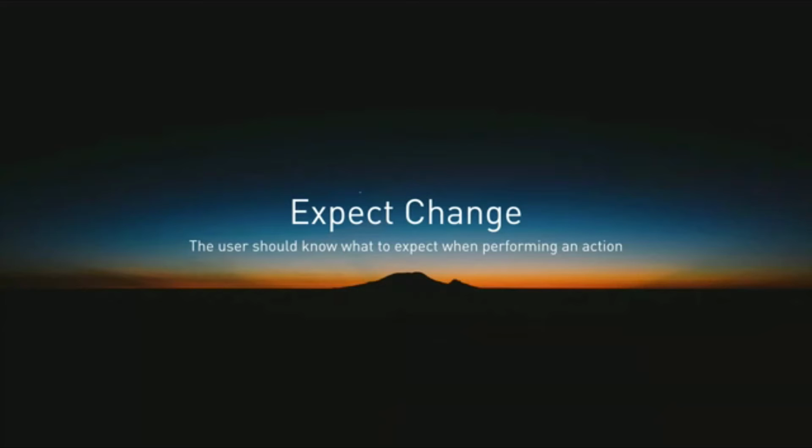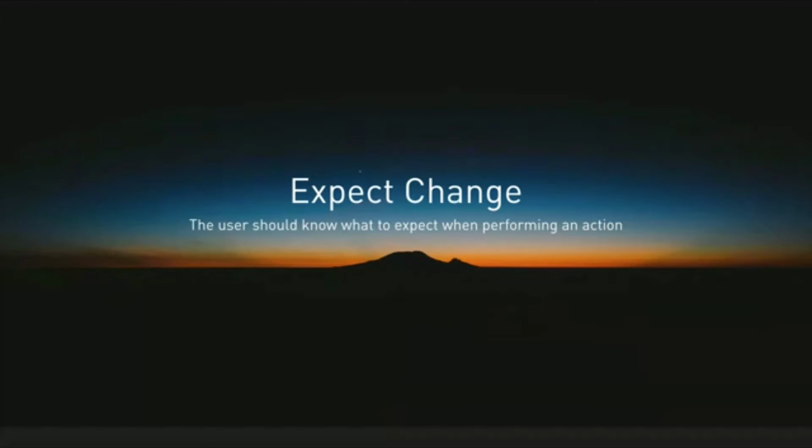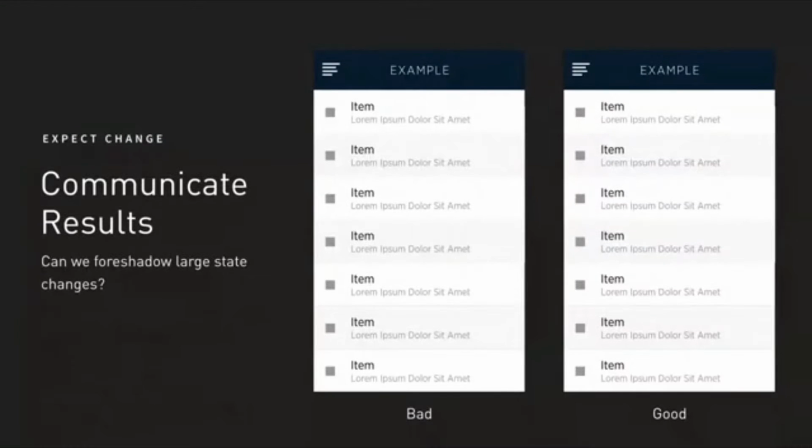Like a car, an app translates immense machine effort in a user-friendly manner. Unlike the car, the digital medium, our apps, allow us to anticipate and inform users of change. Communicating results is one way to set expectations. When drastic state changes are possible, foreshadow the results of actions.